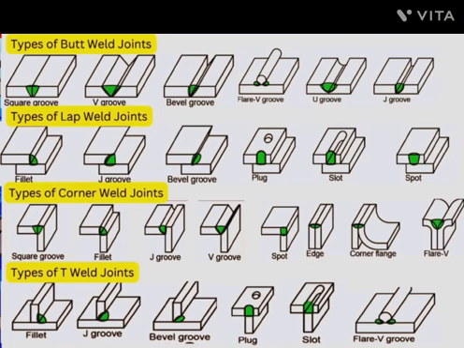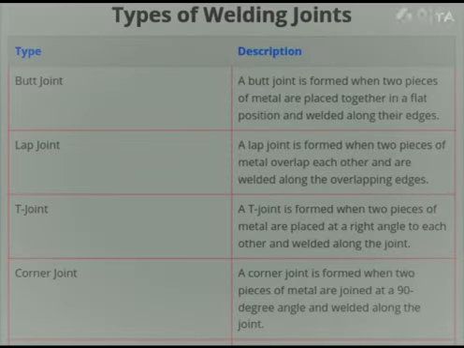Topic is types of welding joints. There are several types of welding joints that are commonly used in welding. These include: first, butt joint.